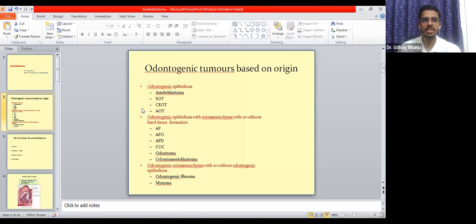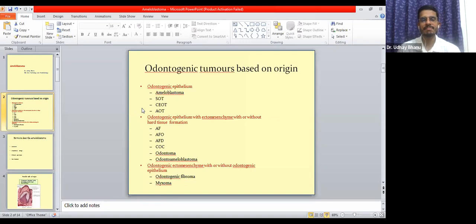Then you have the tumors which arise from odontogenic ectomesenchyme with or without epithelium. So these include the odontogenic fibroma and the myxoma. Now, when we talk about the ameloblastoma, all its clinical features and its pathological behavior have been elaborated under 4 terms by a scientist called Robinson. And those 4 terms are unicentric, anatomically benign, clinically persistent, and non-functional. So all these will describe the pathological life cycle of the ameloblastoma.